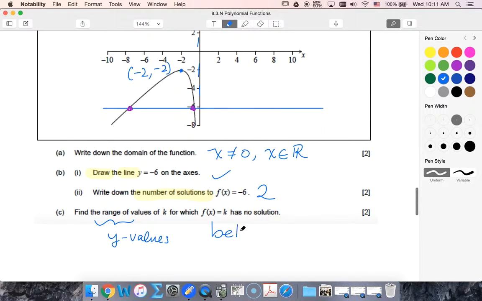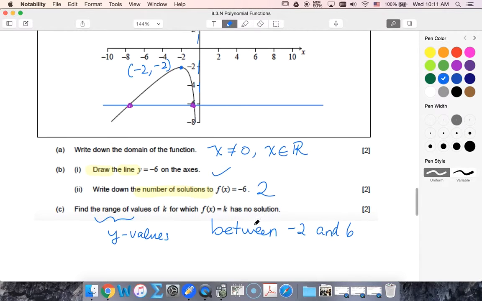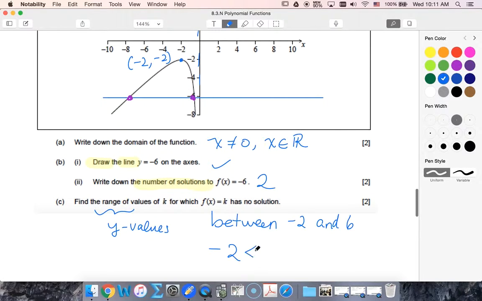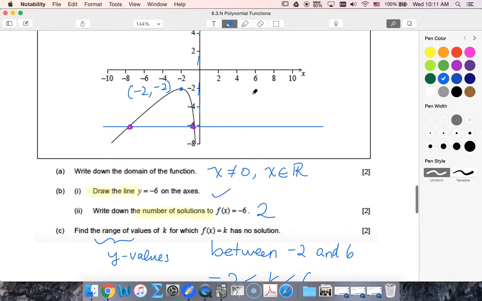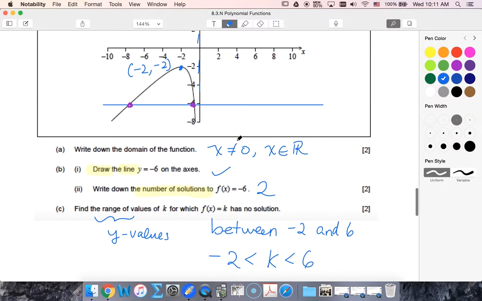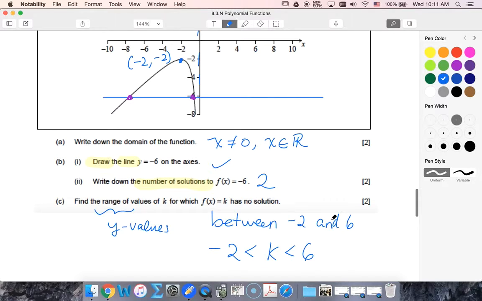So between -2 and 6 means that -2 must be less than k, less than 6. So notice I'm not doing less than or equal to, because if I said equal to, that means my line would be here and I would have 1 solution because I have a point that exists there. So between -2 and 6, in math terms, which is how I should write my answer because it asks me my range, so -2 less than k less than 6.